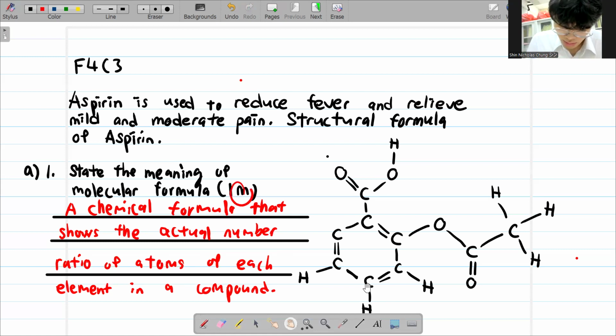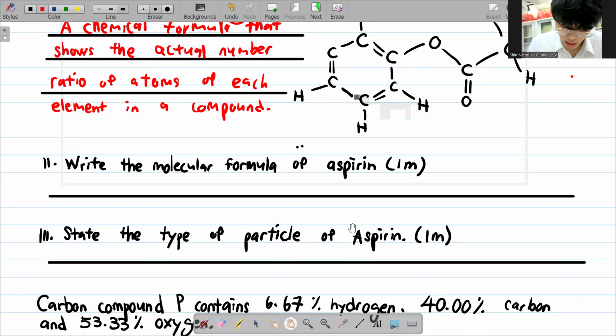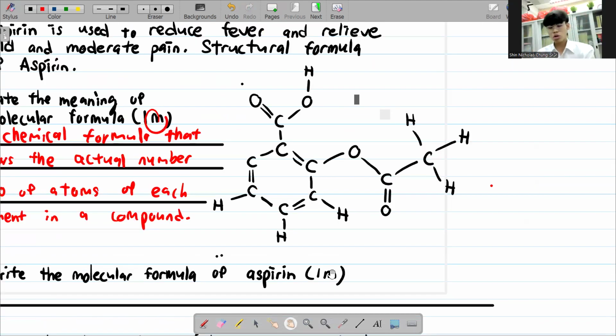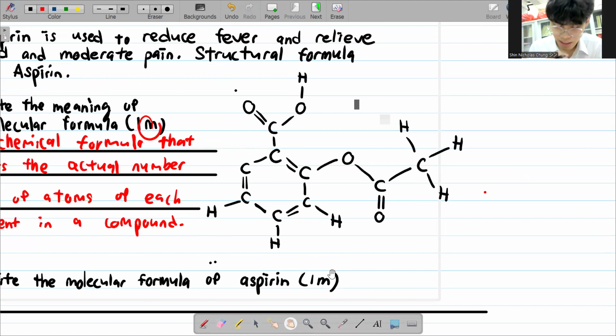Next question says: write the molecular formula of aspirin. Molecular formula is not empirical formula, whereby you don't have to simplify it. What you have to do is just calculate according to the structural formula given. Basically, how many C here, how many H, how many oxygen. You just write it down. Since it's a molecular formula, you don't have to simplify it or make it into a whole number. So let's count it together.